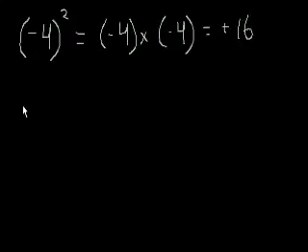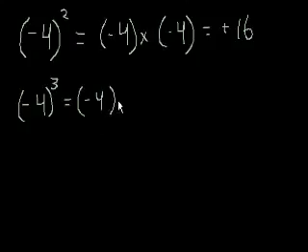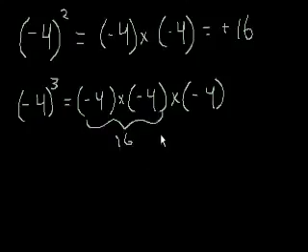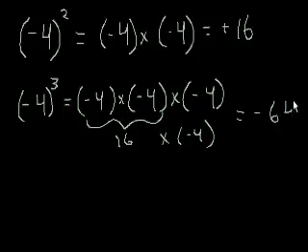If I were to ask you what negative 4 to the third power is, that equals negative 4 times negative 4 times negative 4. We know already that negative 4 times negative 4 equals positive 16, and then we multiply that times negative 4. That equals minus 64.